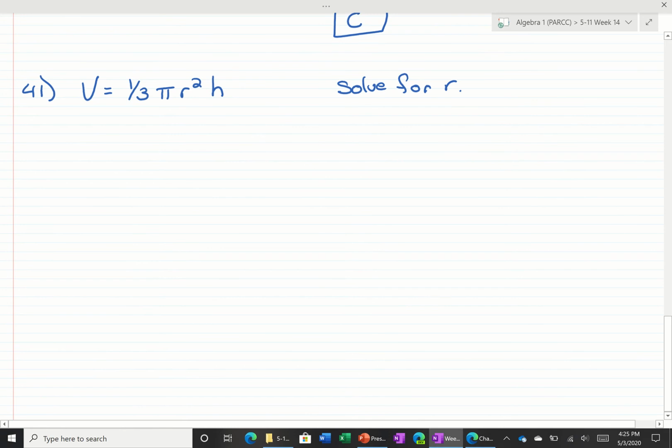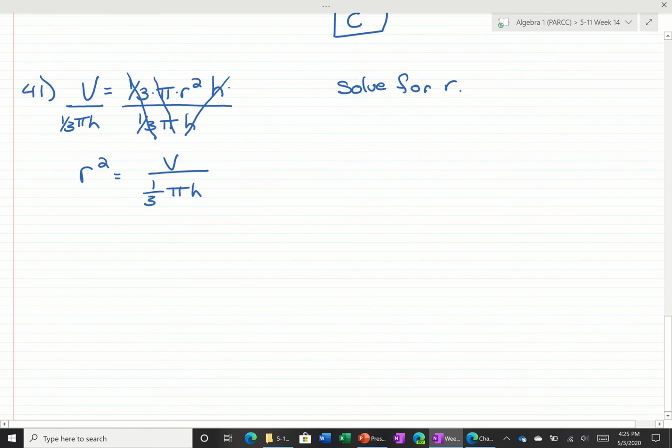So the first thing we could do is we're multiplying by a few different things, and let's get rid of them by dividing by them. If you are multiplying and you want to get rid of multiplying, we could divide. And if we divide both sides by 1/3 pi h, cancels these out, cancels these out, cancels this. So you wind up with r squared is equal to v over 1/3 pi h.